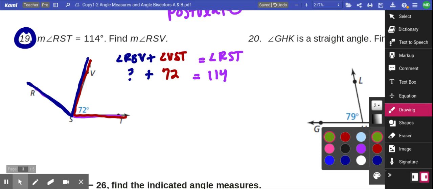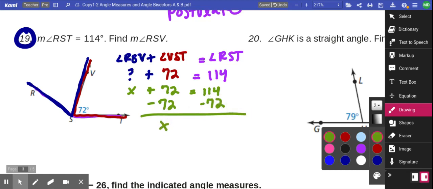So now that we have this equation, this turns into algebra. I'm searching for an unknown, so I have to solve this equation. Subtract 72 from both sides. And 114 minus 72 is going to give us 42 degrees. So we know the measure of angle RSV is equal to 42 degrees.